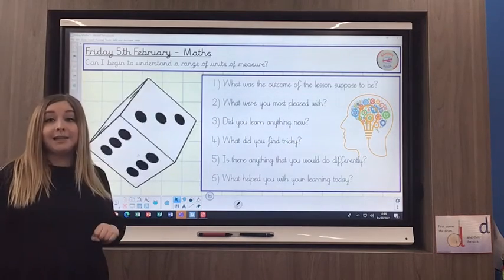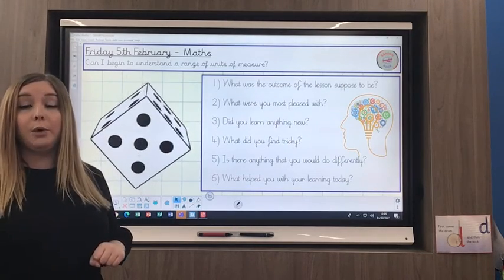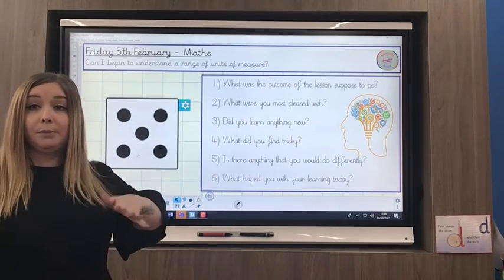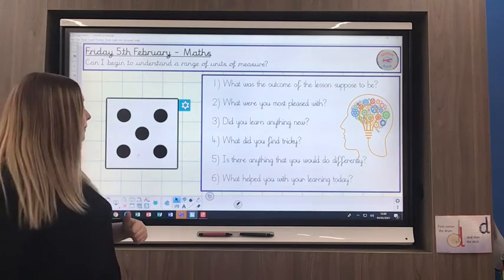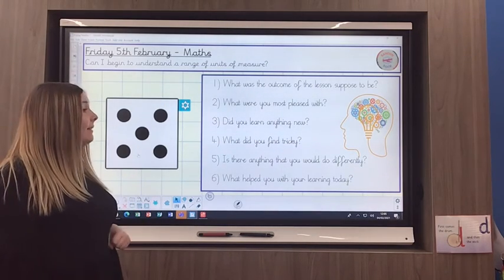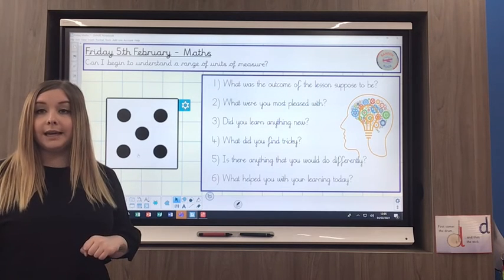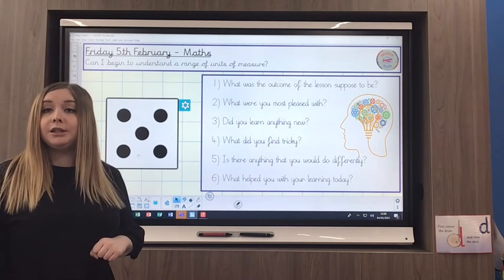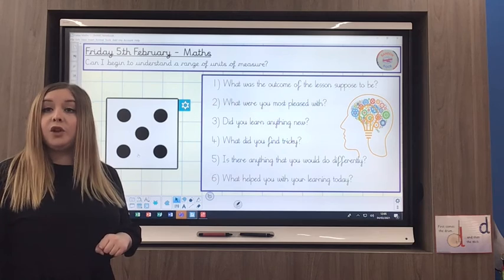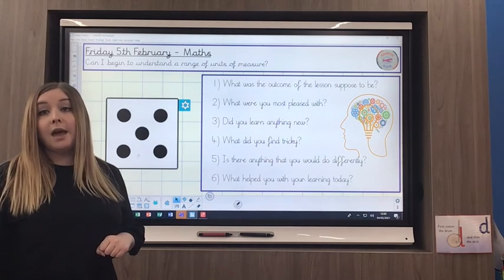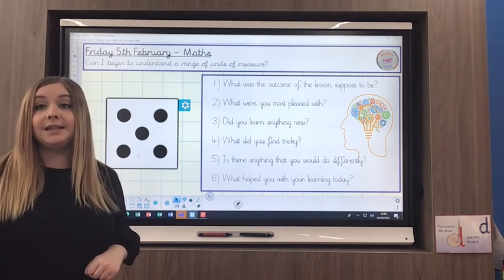And to finish today's lesson, let's roll our dice so we can reflect on our learning, because remember this is brand new learning for you. So it's okay if we're a little bit here rather than here. Is there anything that you would do differently? So what would you do a little bit differently if you could do it again? Can't wait to see your efforts today, Year 4.